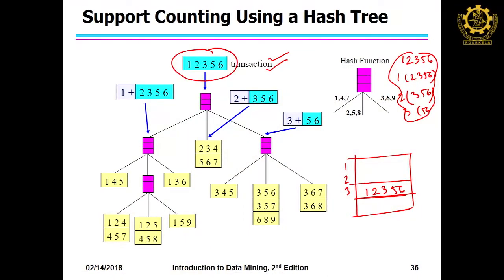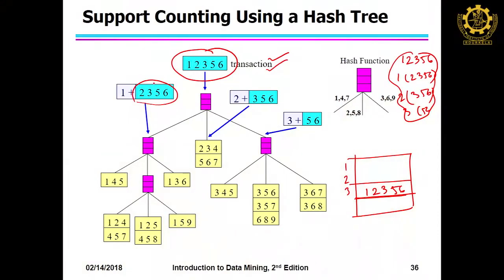So let us say this is the transaction here, 1, 2, 3, 5, 6. Now we can generate item sets starting with 1 and then any combination from the rest, because the length of the item set is 3. Therefore you have to take the other two items from here, but the starting item is 1, and the hash function at this position is 1, 4, 7. So everything must be obtained from this position here.